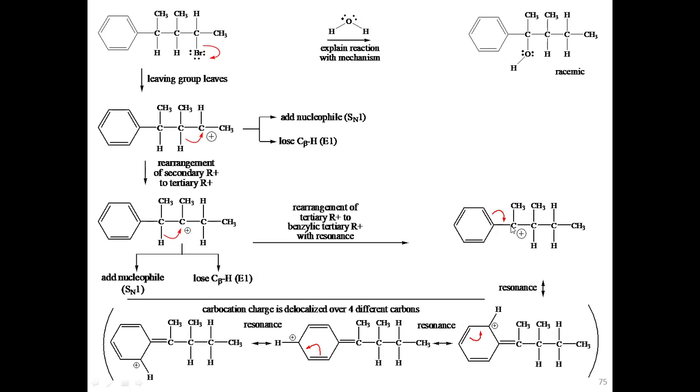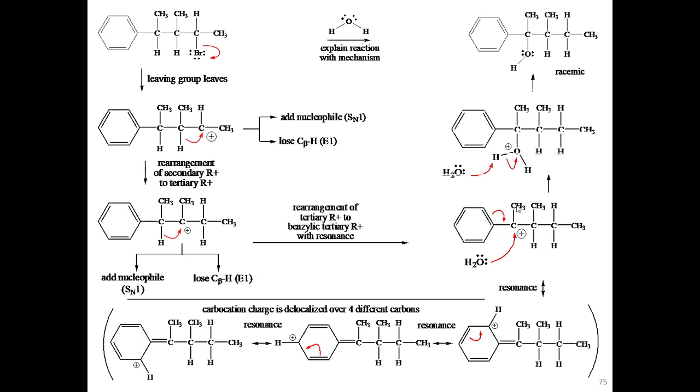Also, that's the carbon I need to get the water to attack so that I can get the OH up here. So here I would attack with the water. That would come in from the top or the bottom. It's going to be a chiral center, which I didn't show. I should have a wiggly line here.